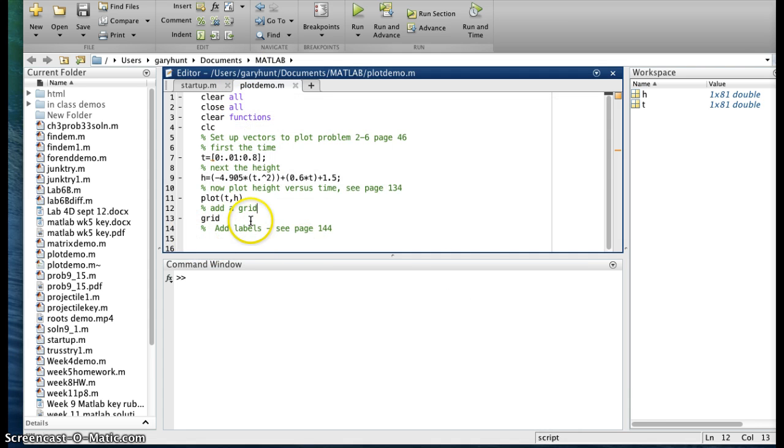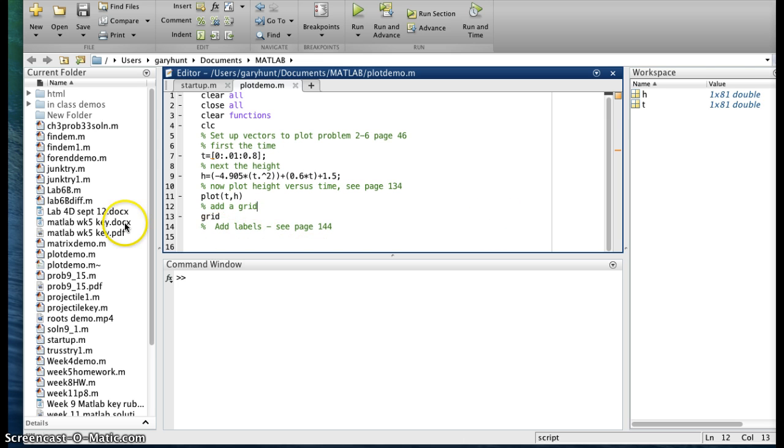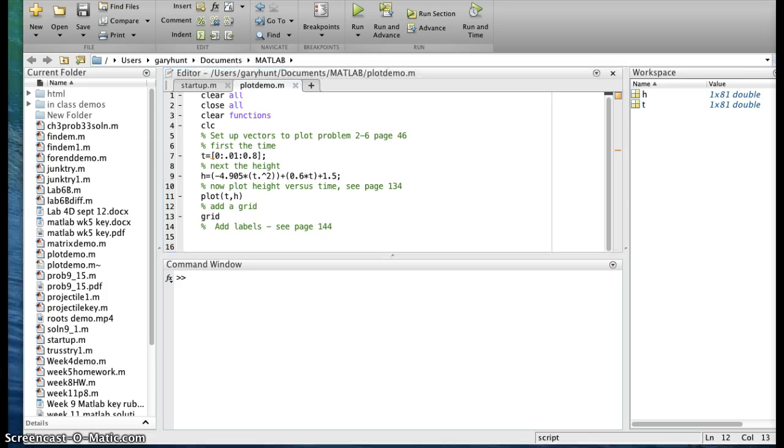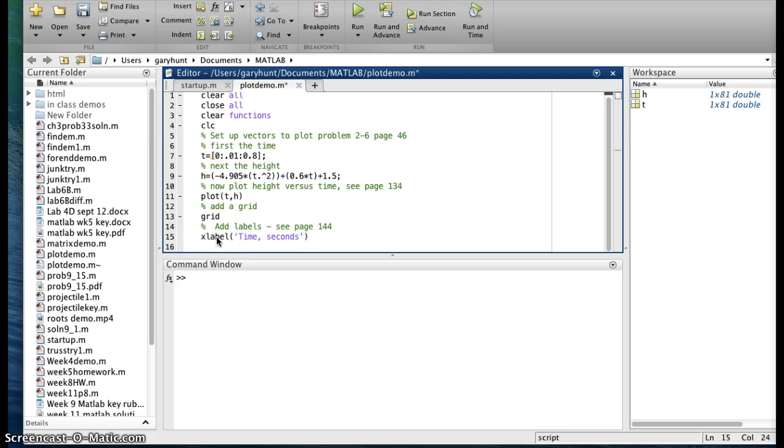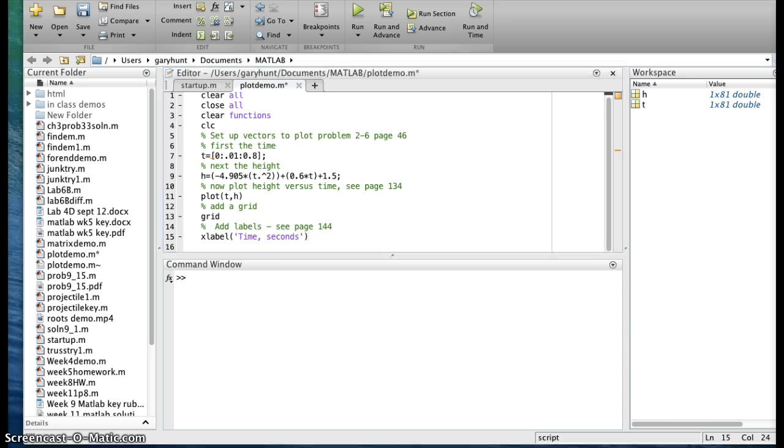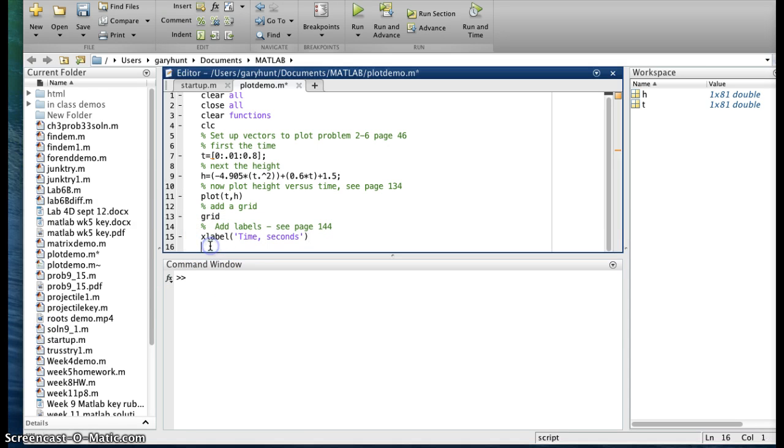But in the meantime, I want to have X and Y axis labels on there. Go to page 144 in the MATLAB book and you'll see details on this. In the meantime, to save typing time, I'm just going to cut and paste them in here. There, so it's going to label the x-axis as time in seconds. The y-axis is the height of our diver. And so my y-axis label will look like this. My y-axis label is the height, and that's in meters.